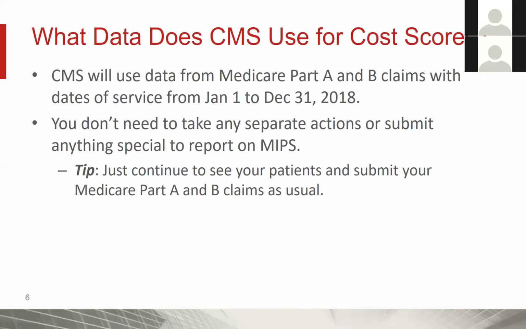So what data does CMS use for cost scores? How does CMS assess your data and score you on cost? It's very easy and straightforward. CMS will use data from your Medicare Part A and Part B claims with dates of service from January 1, 2018 to December 31st, 2018. You might be happy to find out that you don't need to take any additional or separate actions or submit anything special to report on this MIPS performance category. All you need to do is to continue to see your patients as usual and submit your Medicare Part A and Part B claims. So very straightforward, very easy, as opposed to some of the other MIPS performance categories.